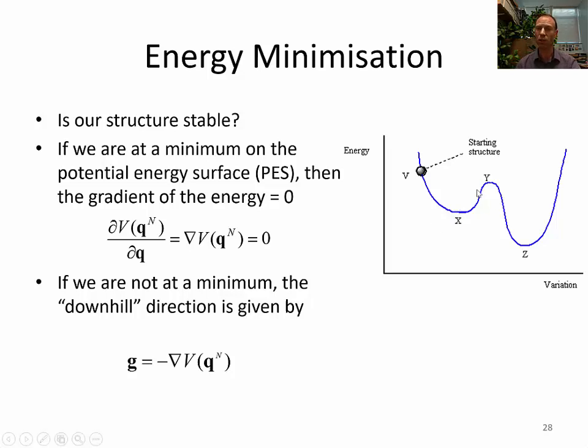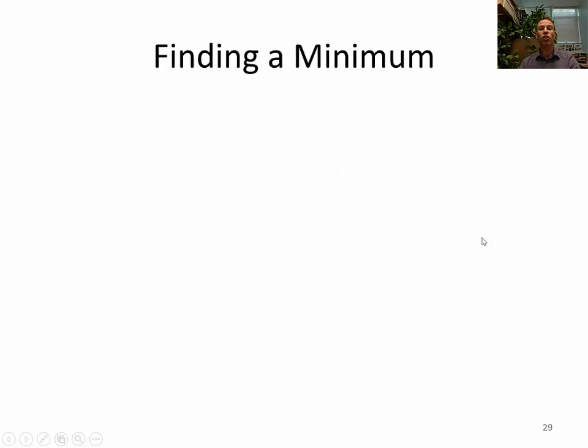It's interesting to note on this plot here, if we started over here it would take us down here, but if we started on the other side of this peak, it would actually take us down to this stationary point here, this minimum. So there are different ways of finding a minimum.